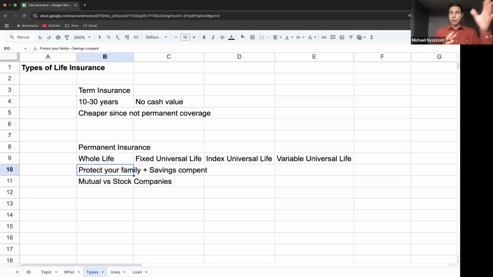It protects your family just like term insurance does. However, you're also adding the savings component that a lot of these policies have. And the two main types of companies when looking at permanent insurance are mutual companies and stock companies. Stock companies are the ones that are listed as publicly traded companies, whereas mutual companies are more private companies.